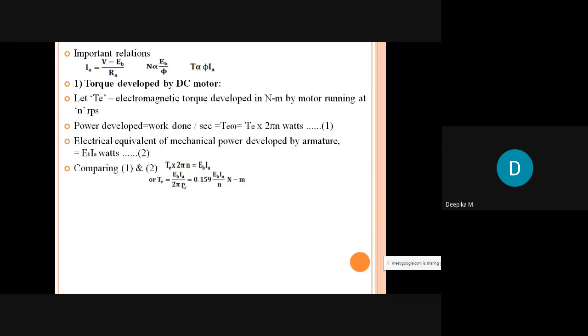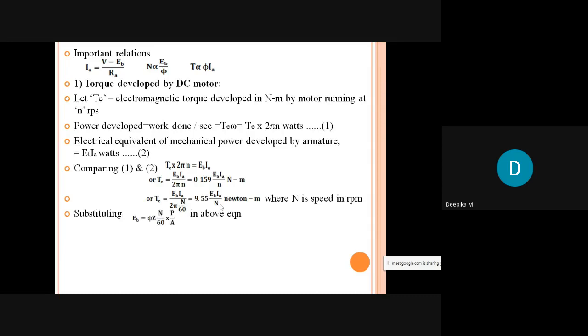So remember, n is in RPS. If I want to convert n, we can do that later. Let us simplify this. 1 by 2 pi is nothing but 0.159, so TE equals 0.159 Eb Ia Newton meter. If I want to convert the speed from RPS to RPM, then I have to divide it by 60. So now I'll change the nomenclature as n by 60. Hence the equation becomes 9.55 Eb Ia by n Newton meter, where n is in RPM.